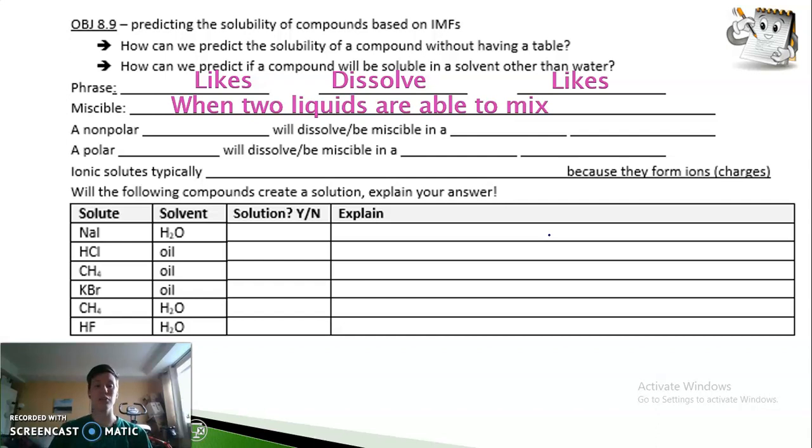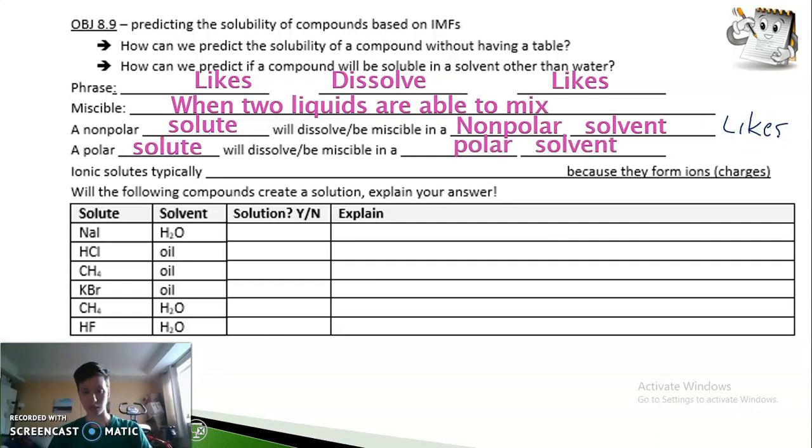So if you have a nonpolar solute, it will dissolve in a nonpolar solvent because these are likes. If you have a polar solute, it will dissolve in a polar solvent, because those would be likes. Now, ionic compounds have a charge, so they typically do dissolve in water, like polar solvents, because they have an ion or a charge.